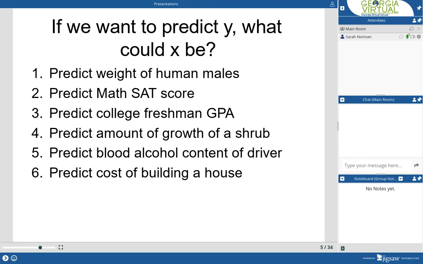Number two, how could we predict a math SAT score? Think in your mind, how could we predict a math SAT score? What quantitative variable? Well, what about the GPA of all math courses the student took in high school? That would probably be a pretty good predictor of the math SAT score, right? What about number three, predict college freshman GPA? Well, if we wanted to predict that, we could probably use the high school GPA, right?